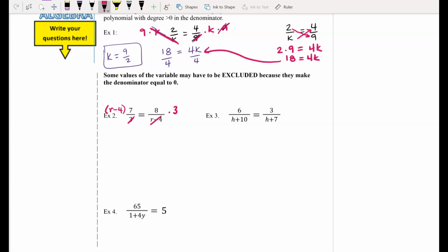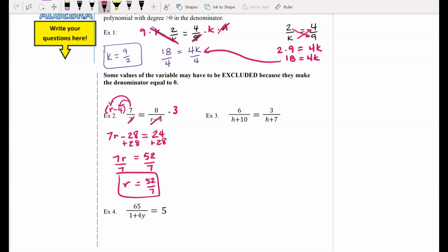Now we want to get rid of this group by distributing the 7 through the group. So I have 7r, and then 7 times negative 4 is minus 28. Don't forget your equal sign, and 8 times 3 on the other side is 24. Now let's add 28 to both sides, which gives us 7 times r is equal to 52. Divide both sides by 7, and r is equal to 52 over 7.